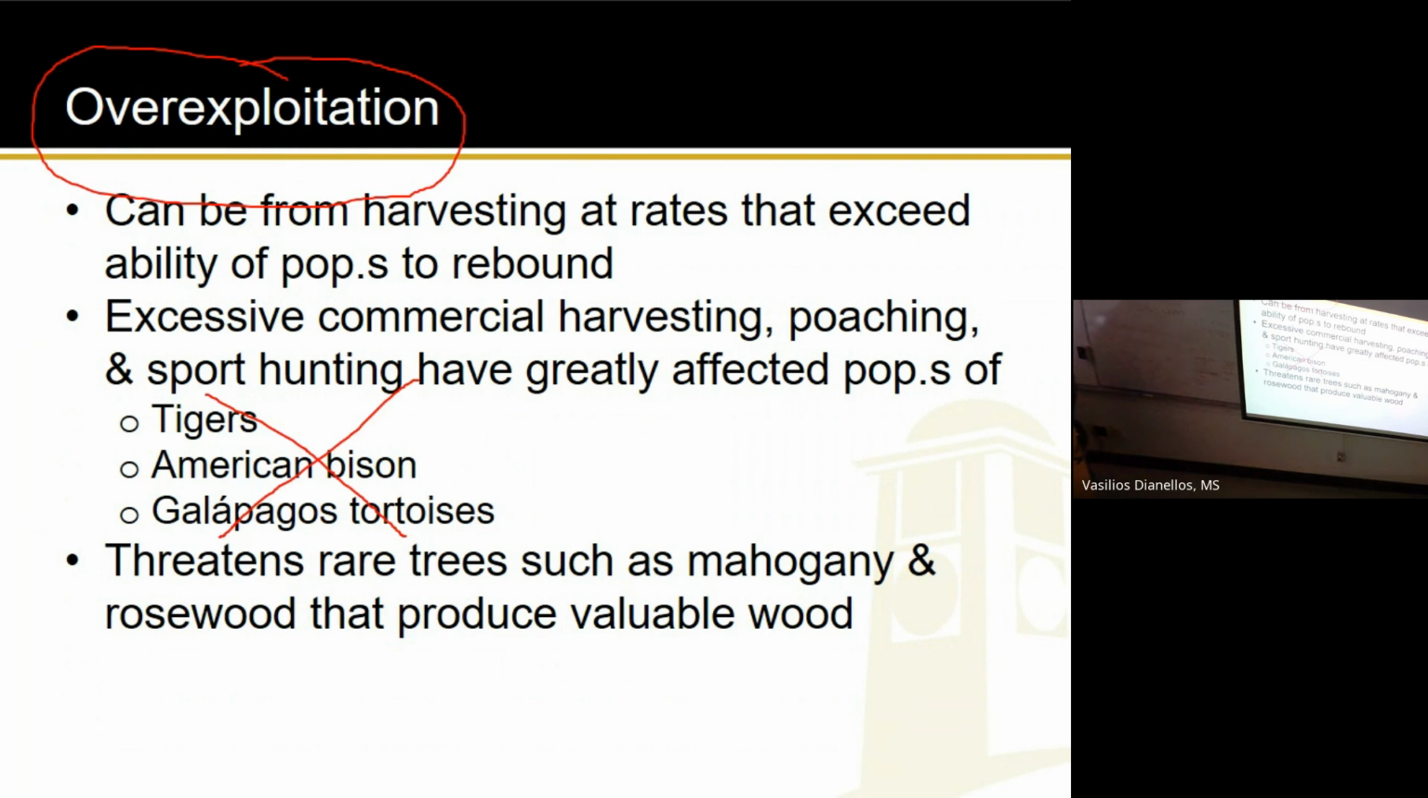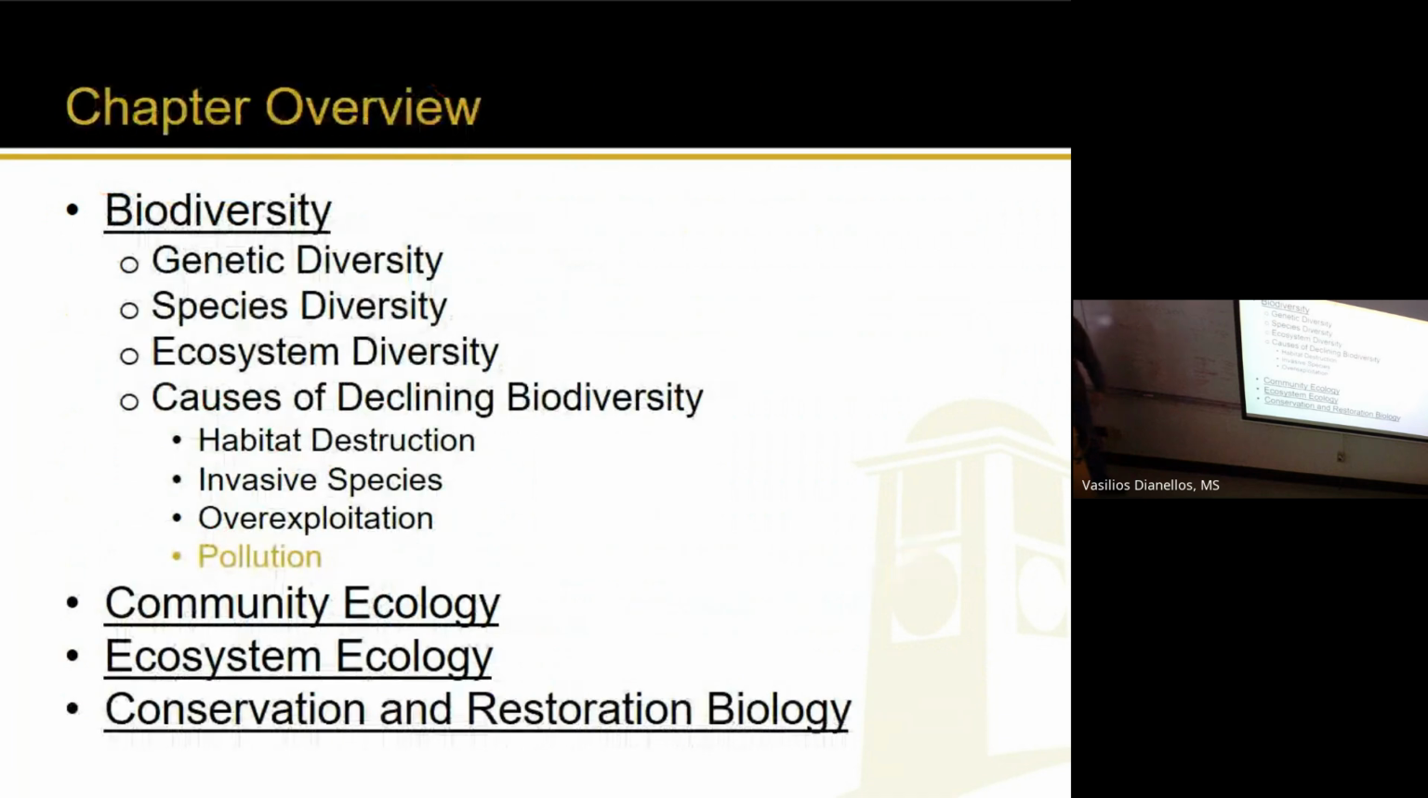And then, of course, I'm not going to ask you this. This is another example. So it's not just animals like you see right here with these three. You also have plants, right? Like rare trees like mahogany and rosewood. But once again, I'm not going to ask you about those examples. So that's it for overexploitation. Very simple, right? Just overexploiting something, like harvesting it too much.